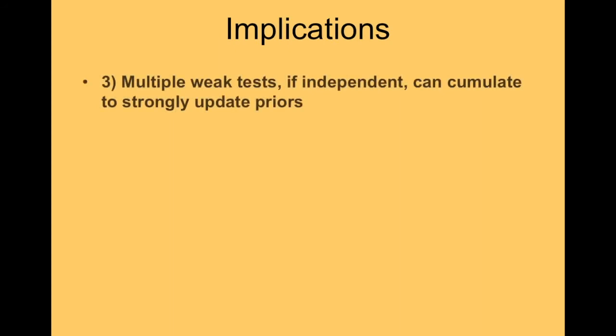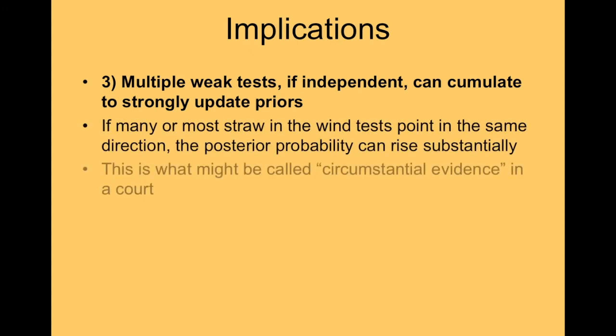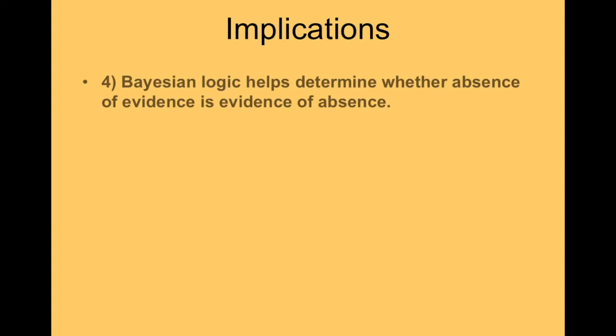So, third implication is if you have lots of weak pieces of evidence, but they all point in the same direction, that can result in strong updating. So in a court of law, we might call this circumstantial evidence, right? If a lot of circumstantial evidence points in the same direction, then we'll say, well, it becomes increasingly likely that this person is the guilty party, right?